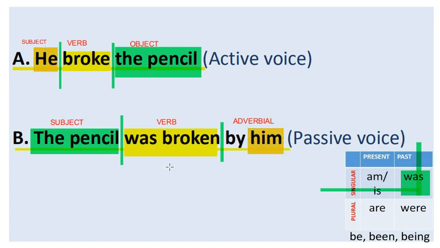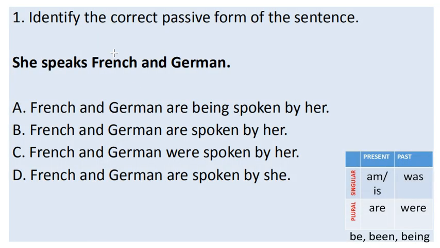Let's see some Post UTME past questions for more explanation. The first question here says, identify the correct passive form of the sentence. She speaks French and German. We are asked to identify the correct passive form. A, French and German are being spoken by her. B, French and German are spoken by her. C, French and German were spoken by her. D, French and German are spoken by she.